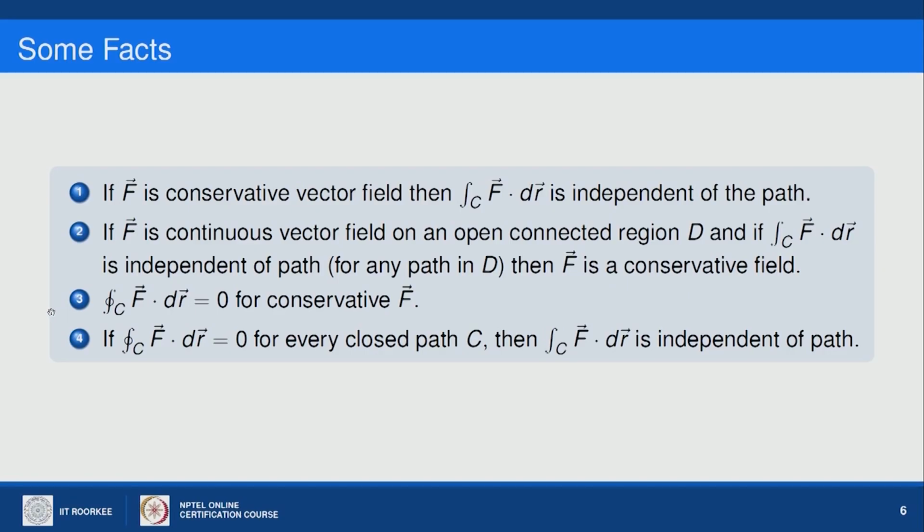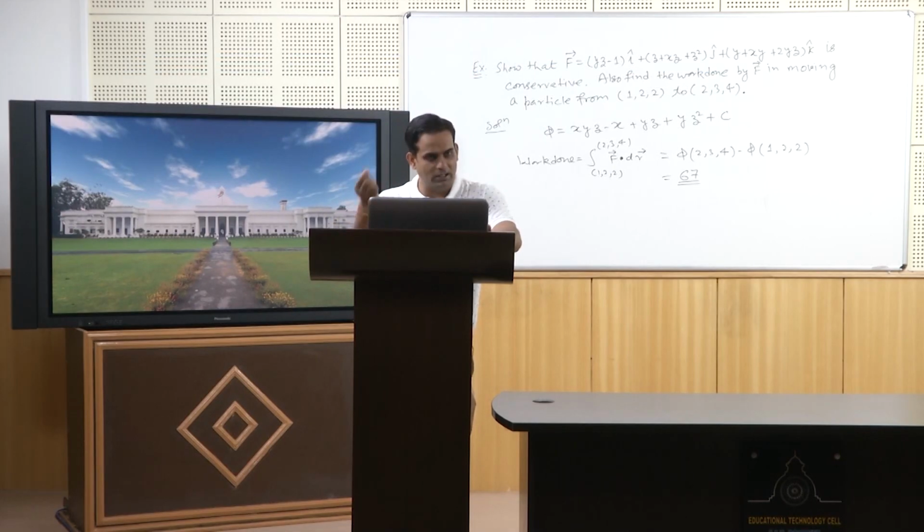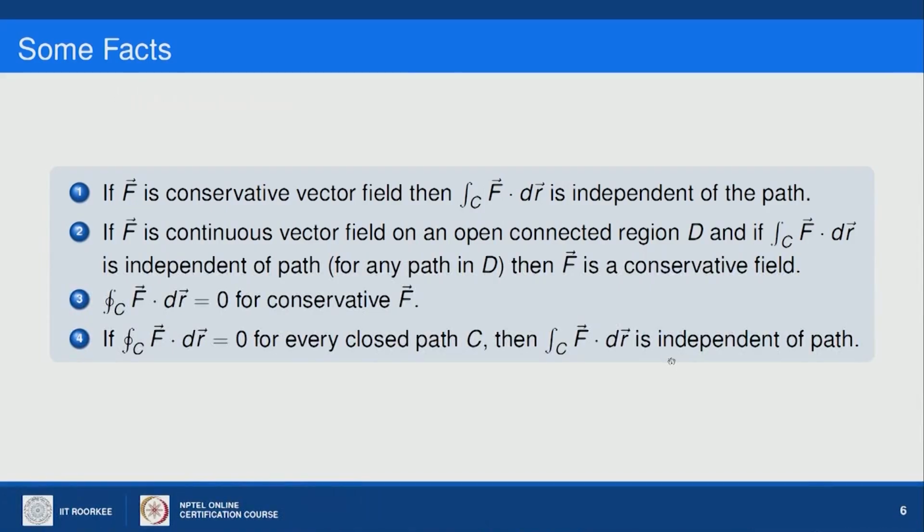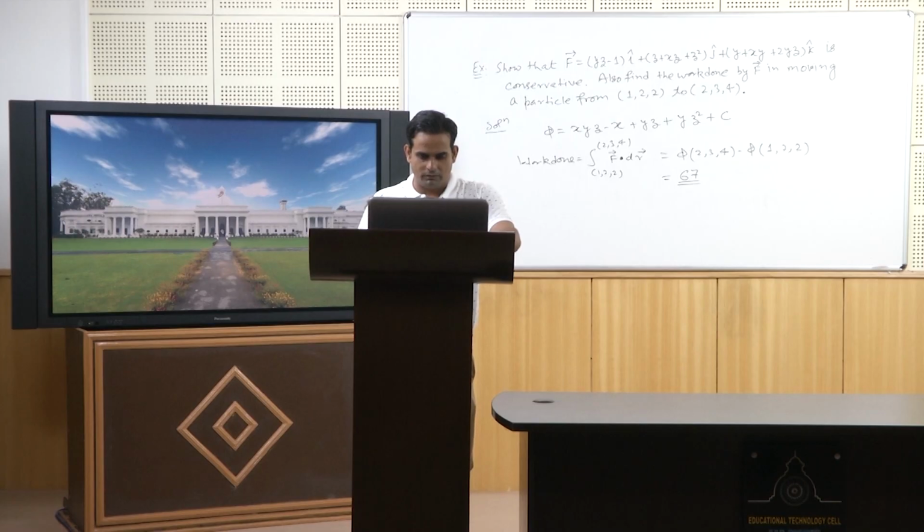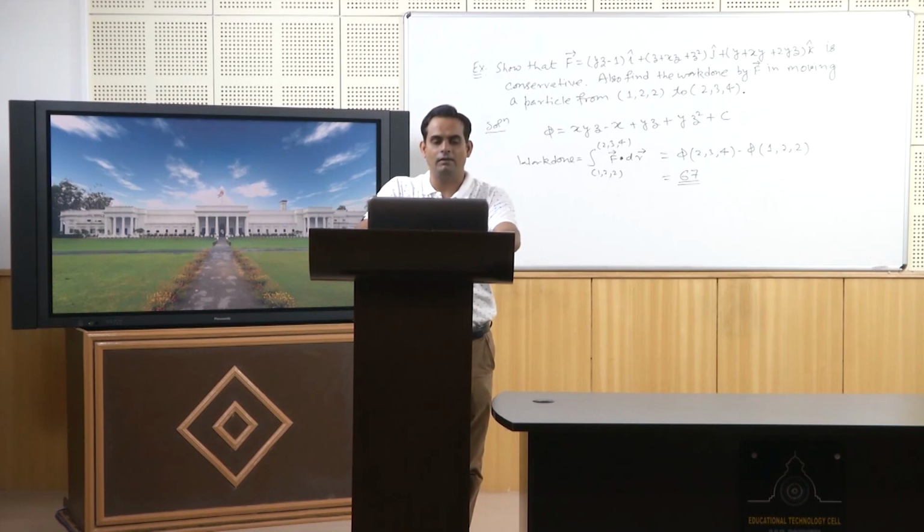The third remark I would like to tell you, that if the line integral over a closed curve C, that is F dot dr, is 0, then F is conservative, because in case of a closed curve the initial point and the terminal point will be the same, and hence we are subtracting the same amount from the same amount. So, it must be 0. Finally, if F dot dr equals 0 over a closed curve C for every closed path C, then F dot dr is independent of path. So, with these remarks I will end this lecture.